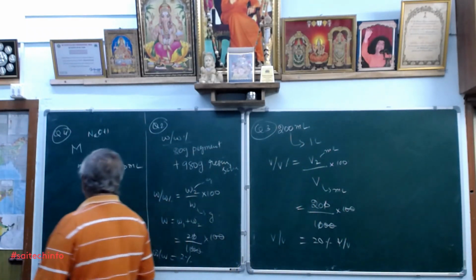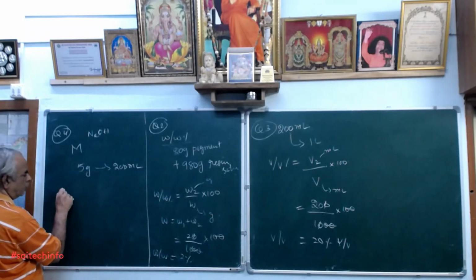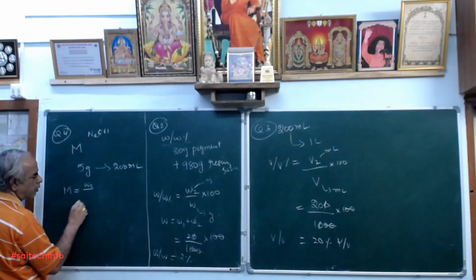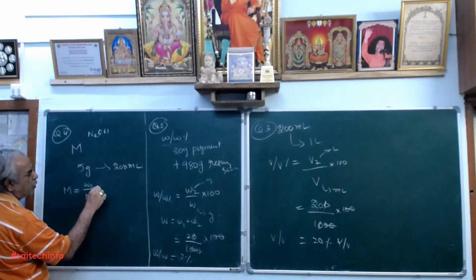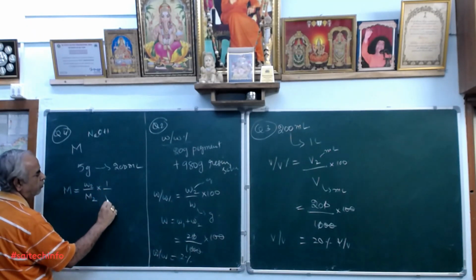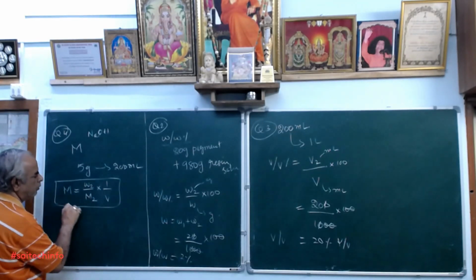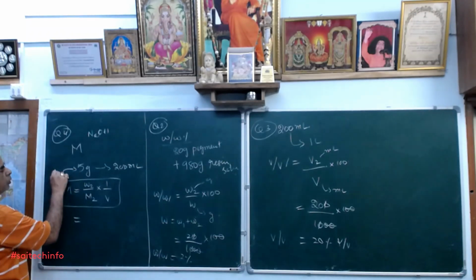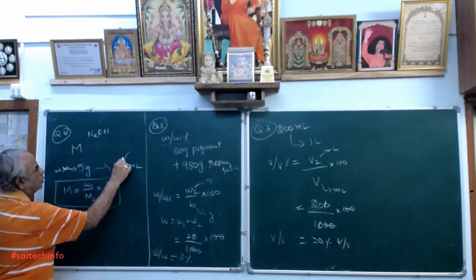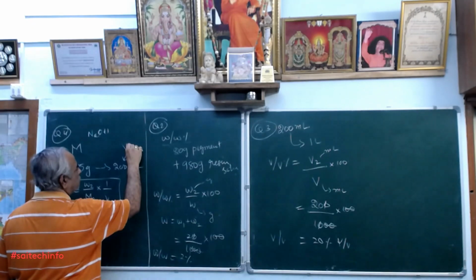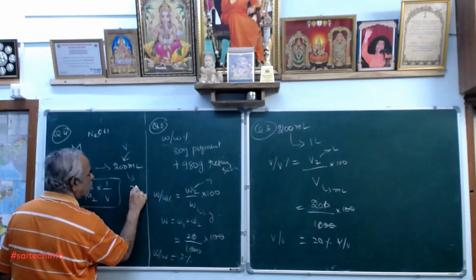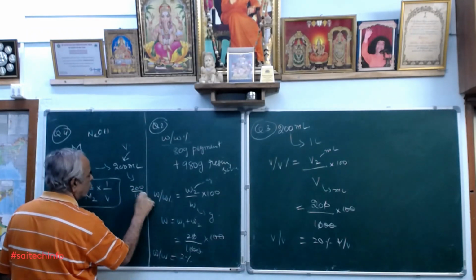Now let us consider the molarity is given by M. So W2 divided by M2 into 1 by V. This is the formula. So what is W2? This is W2, weight of the solute. This is volume of the solution. That should be converted into what? Liter. So in that case, you can consider 200 divided by 1000.